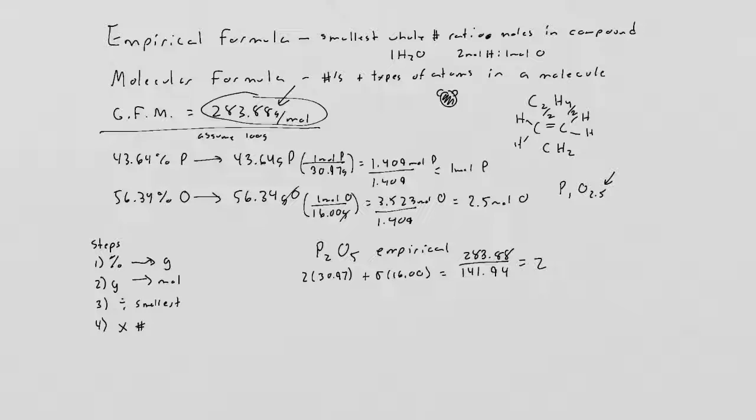And what this means is that the molecular formula is twice as big as the empirical formula. So this number here is what you're going to multiply the subscripts by. And the subscripts are those little numbers down to the right of the elements. So you're going to multiply the P2, this 2 right here, by 2. So you're going to get P4, and you're going to multiply this little 5 over here by the 2 as well, and so you're going to get O10. And this right here is going to be your molecular formula.